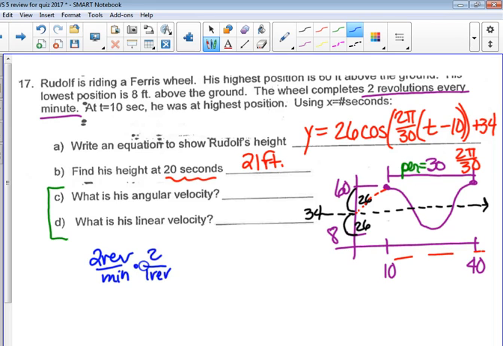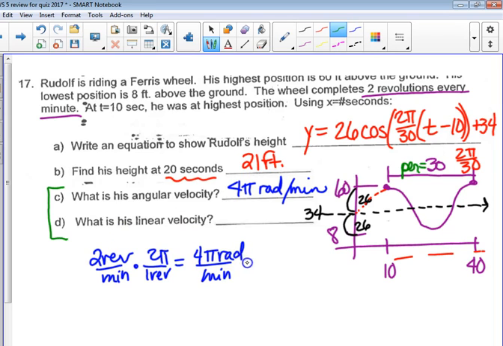1 revolution is 2 pi. I now have 4 pi radians per minute as the revolutions canceled, and I'm done. It didn't say what kind of label. Minutes is fine with me. So if I tell you something's spinning at 600 RPMs tomorrow to find the angular velocity, all you do is multiply by 2 pi and you're done.